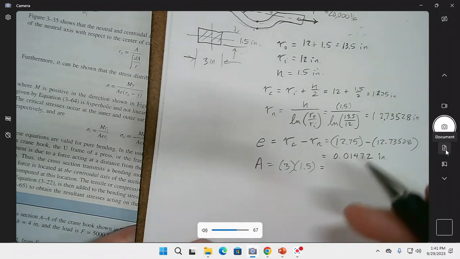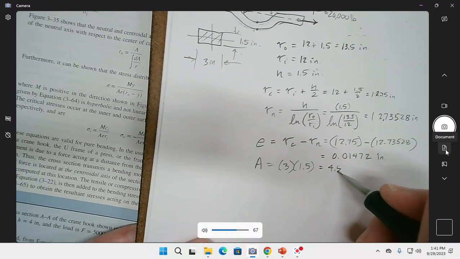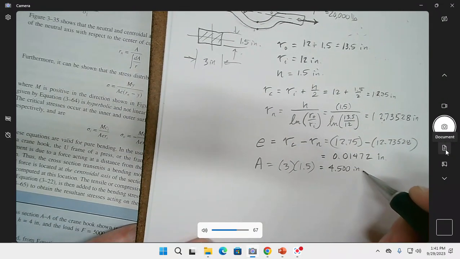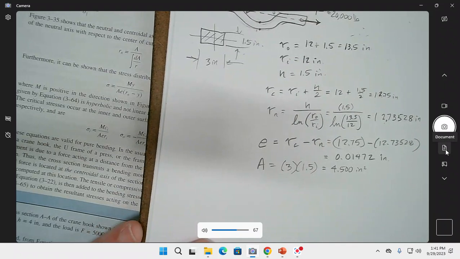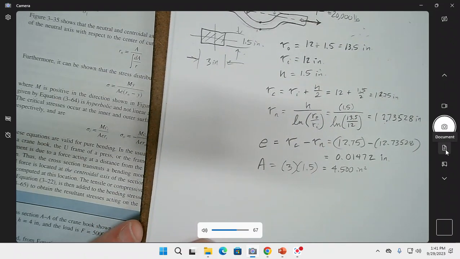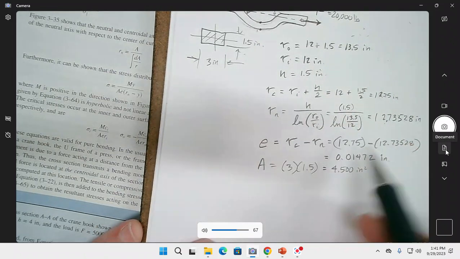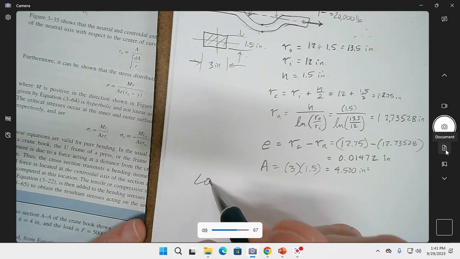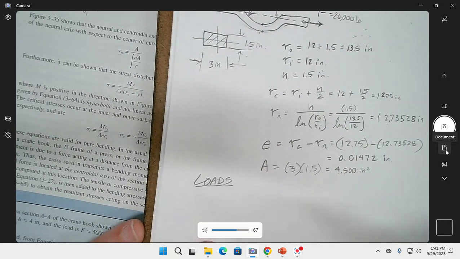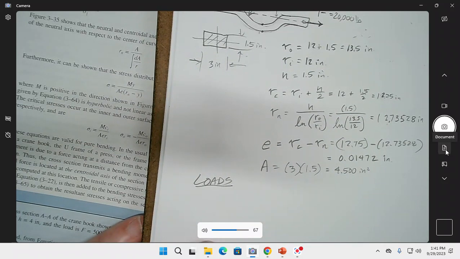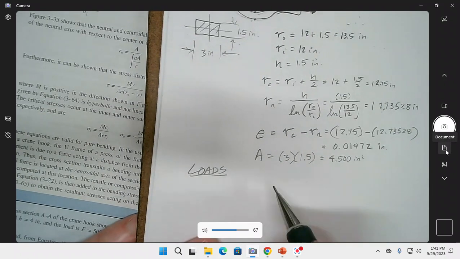I trust you, but I went and put it in my calculator anyway. Okay, and lastly, we need the moment. All right, so that was all geometry. The next is going to be loads, and that's a common thing when we're doing a problem. We do the geometry, sometimes just to get it out of the way, but also because we want to take stock, and then we will go to the loads.